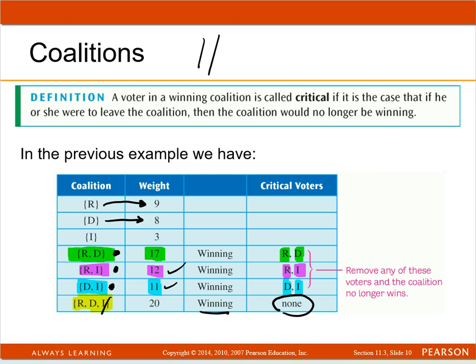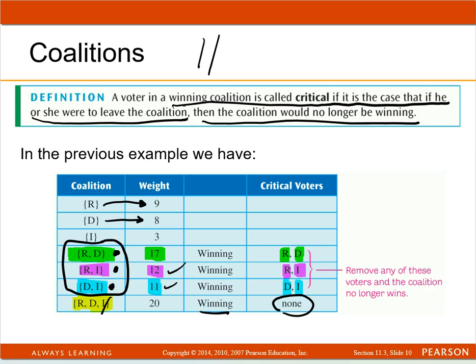And remember, it says a voter is called critical if it is the case that if he or she were to leave the coalition, then the coalition would no longer be winning. You're only looking at them one at a time. So Republicans can leave, still winning. Democrats can leave, still winning. Independents can leave, still winning. So none of them are critical in the last coalition. But in your doubles here, they're all critical.